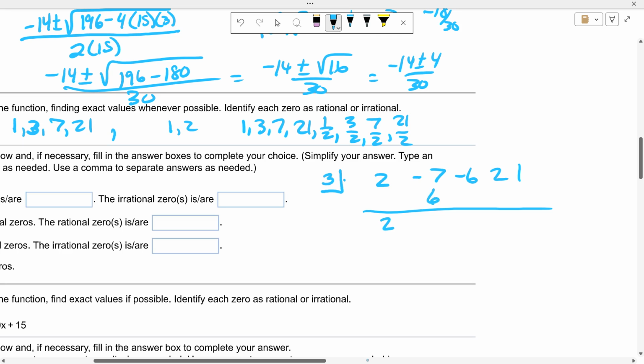3 times 2 is 6, -1, -3, -9. That was close, but not quite, because that would be -27. So we're close to 1 and 3, so let's try 3 halves. 3 halves times 2 is 3. Add, we get -4. 3 halves times -4 is -6, and we get -12. 3 halves of -12 is 18. Close, but no cigar.